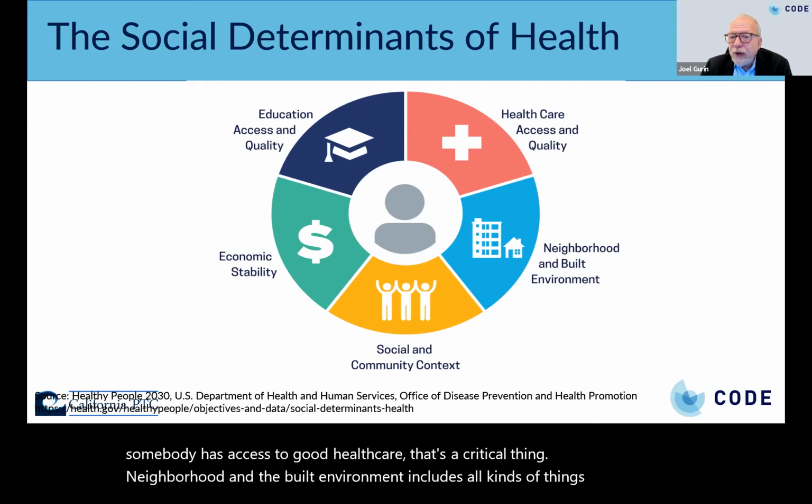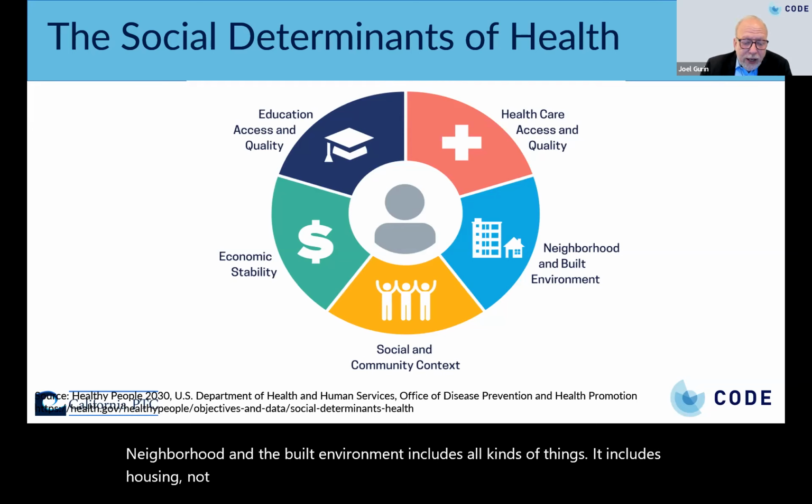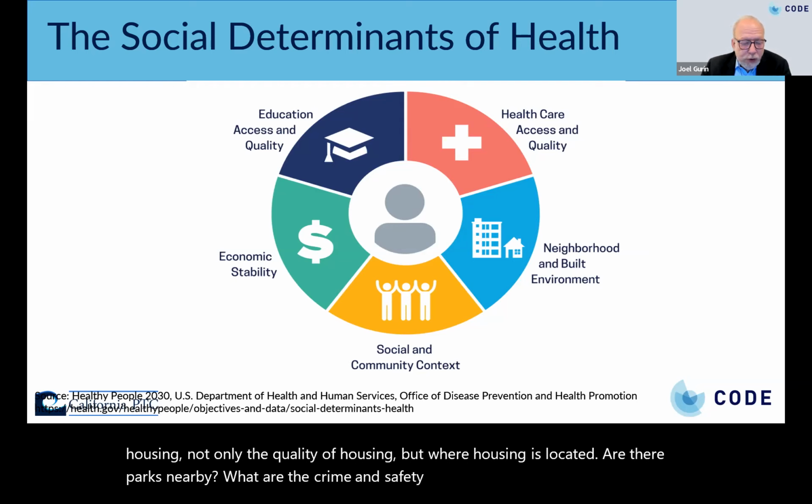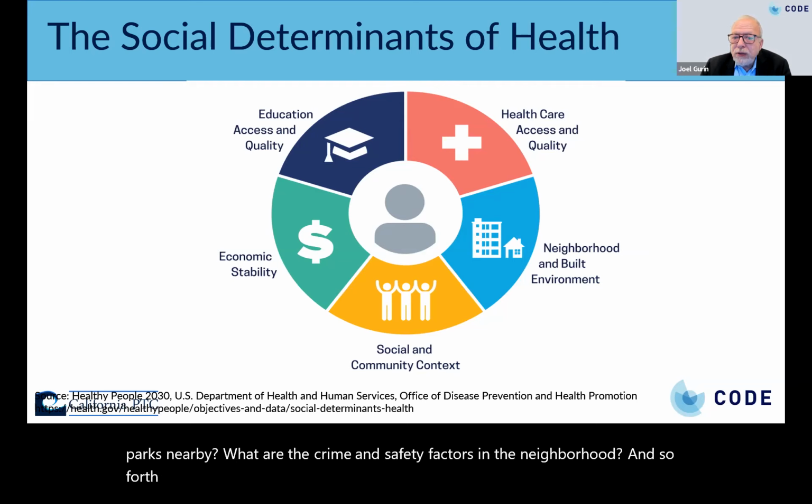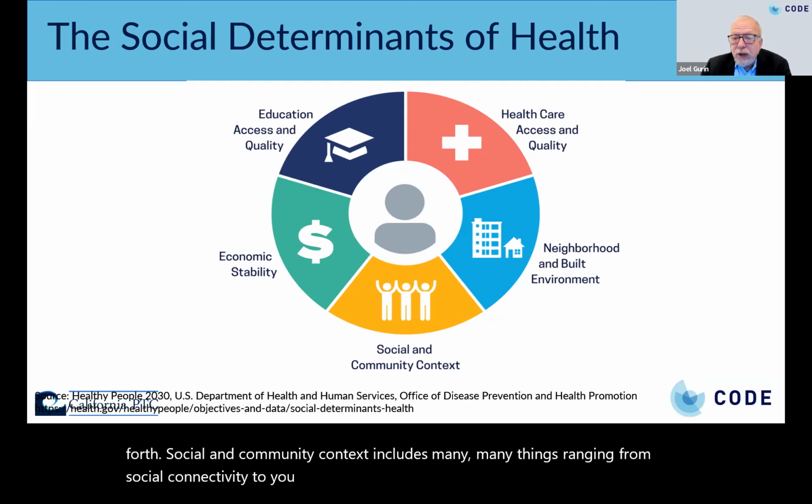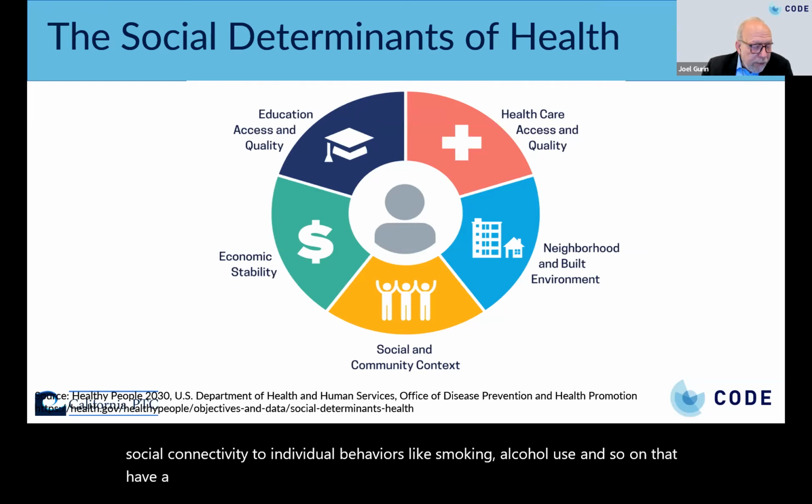Neighborhood and the built environment includes all kinds of things. It includes housing, not only the quality of housing, but where housing is located. Are there parks nearby? What are the crime and safety factors in a neighborhood, and so forth. Social and community context includes many, many things, ranging from social connectivity to individual behaviors like smoking, alcohol use, and so on that have a social component.